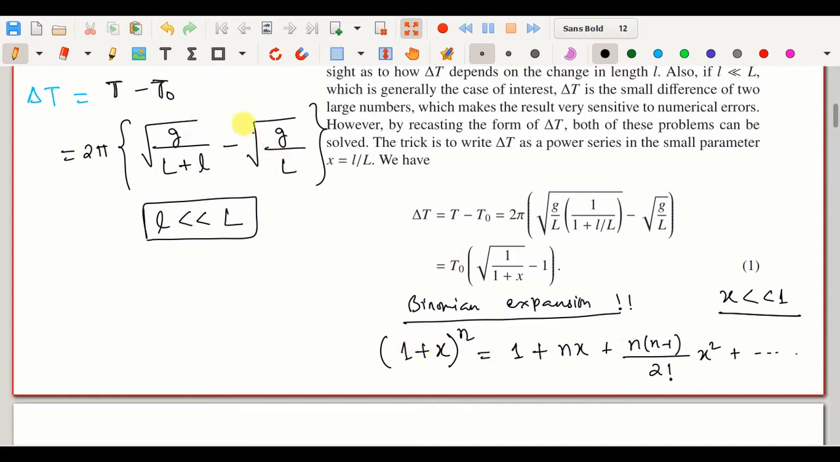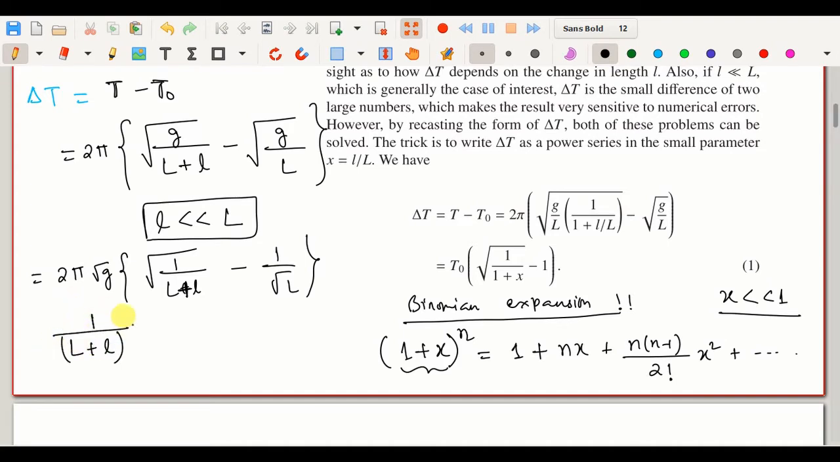Now you may ask how we can apply this here. We can take square root of g outside, and we are left with only 1 over square root of L plus delta L minus 1 over square root of L. Again, we have to make the first quantity look like this one. How can we do it? This is very simple. Taking L common outside, we get 1 plus delta L over L. Now delta L is a small quantity divided by a large quantity, so this is much smaller than 1.